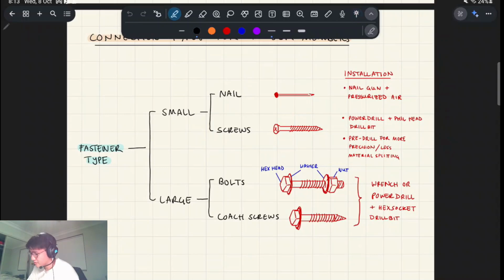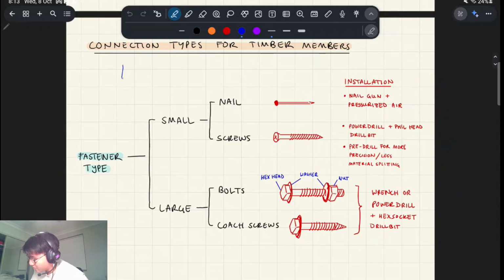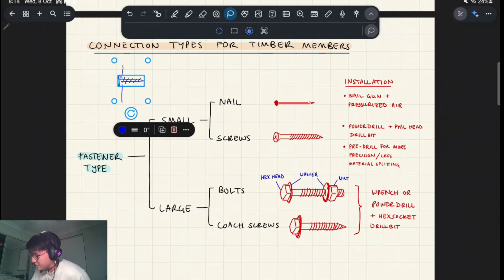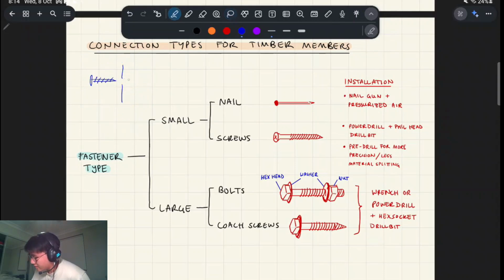So let me just draw a little bit. If you have a bit of timber like this and you want to put a screw in it, you can either force it in using the power drill, or you can pre-drill a hole out. You remove that material. Actually, how you do it is you want this length to be less than this length, right?